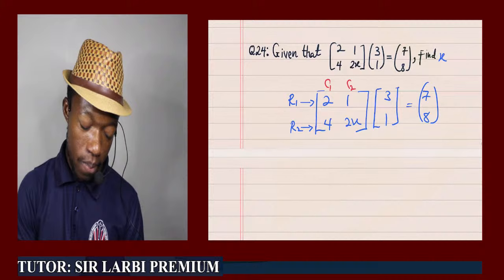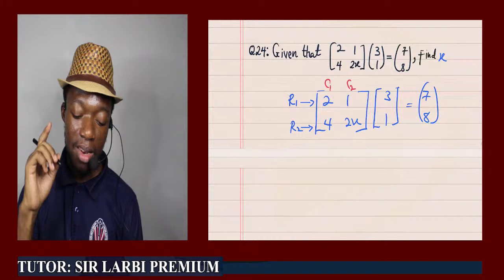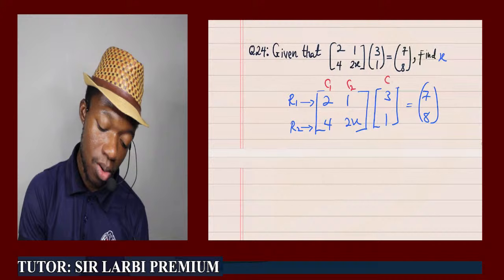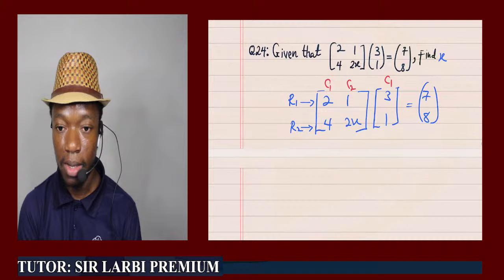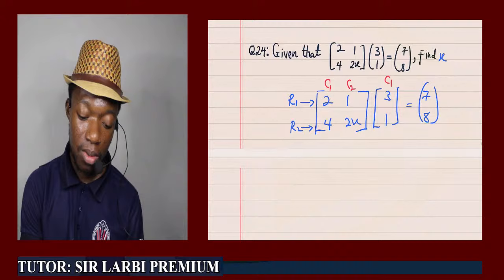All I want to do is to take the first row of the first matrix, multiplying the first column of the second matrix. So this is column one of the second matrix, which is a 2 by 1 matrix. Okay. So let's see how we go. So we then have to multiply 2, 1 with the column 3, 1.